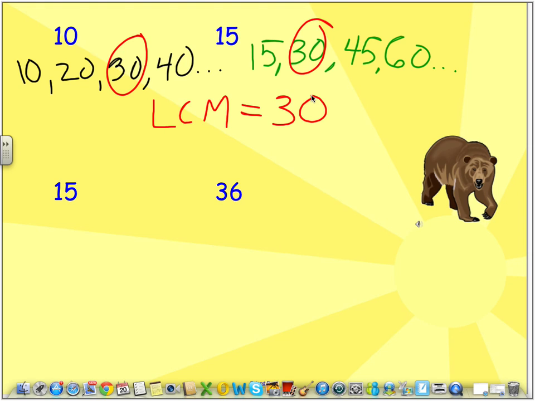But then the numbers become a little bit more difficult. 15 and 36, you may not know off the top of your head what that least common multiple is. And if I list it out, it could end up taking a really long time to get there. So what I'm going to do now is start by breaking it down into its basic components, like we did for GCF. So we're going to do the prime factorization of 15 and 36.